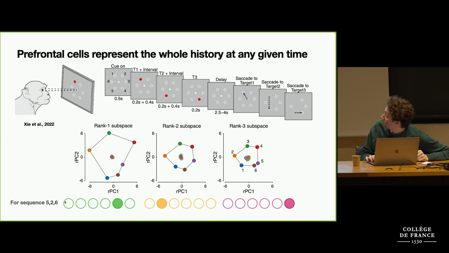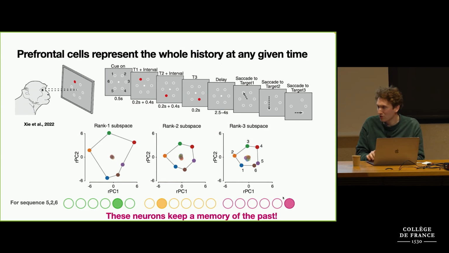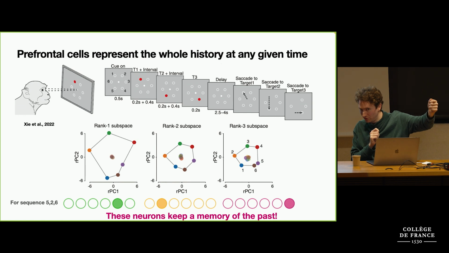Likewise, had I seen a different sequence, like 5, 2, 6, I would have seen the 5th neuron active here, the 2nd neuron active here, and the 6th neuron active here. So again, because we're in the delay period, these neurons are keeping a memory of the past, and they're telling me what I saw, what's the sequence that I saw in the past.